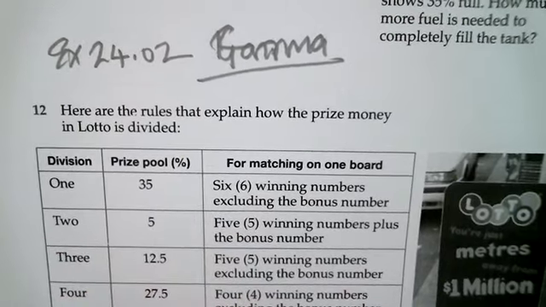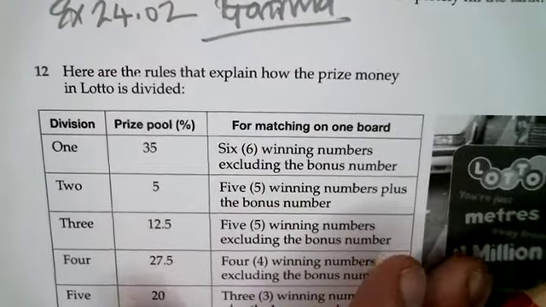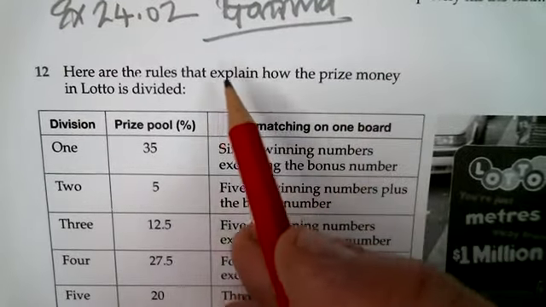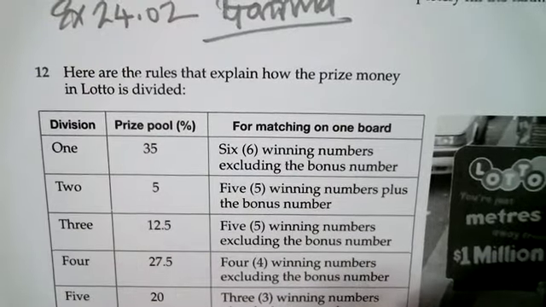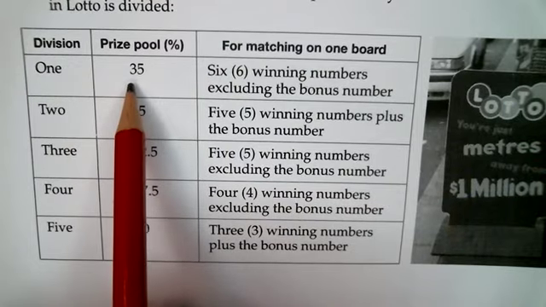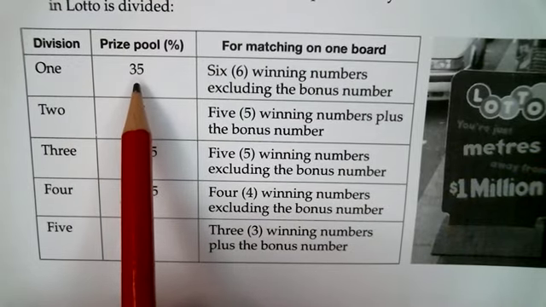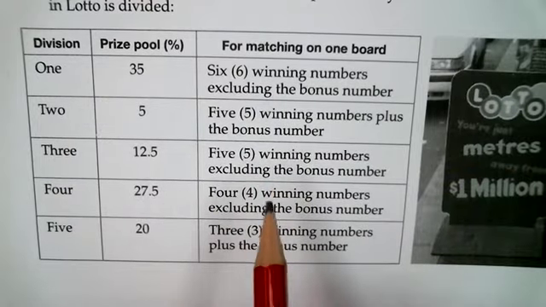All right, folks, this is 24.02. This is Gamma, written very poorly. It says the rules explain how much prize money in Lotto is divided by this chart here. And it says in Division 1, 35% goes to the Division 1 winners. And it shows you how you've got to do them, how many numbers you've got to draw.